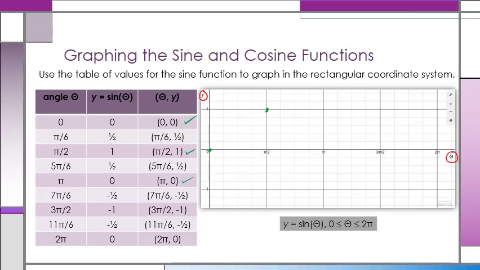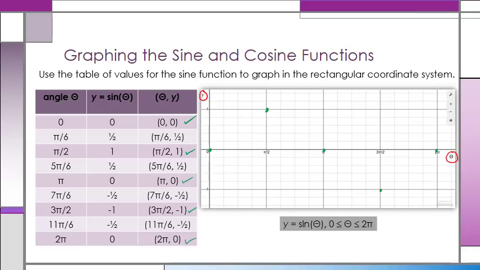The next one would be pi comma 0. So I'm on that horizontal axis. 3 pi over 2 comma negative 1 is going to be right here. And then 2 pi comma 0 puts me back around that unit circle.